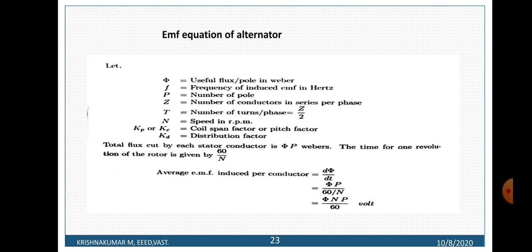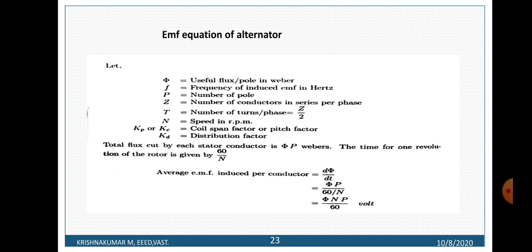We know that an alternator consists of two parts, stator and rotor. Stator consists of armature winding and rotor consists of field winding. When the field winding is fed from DC supply, it creates a flux. That flux, after passing the air gap, cuts the armature winding and EMF is induced in the armature. We can find out the magnitude of that induced EMF with the help of this derivation.